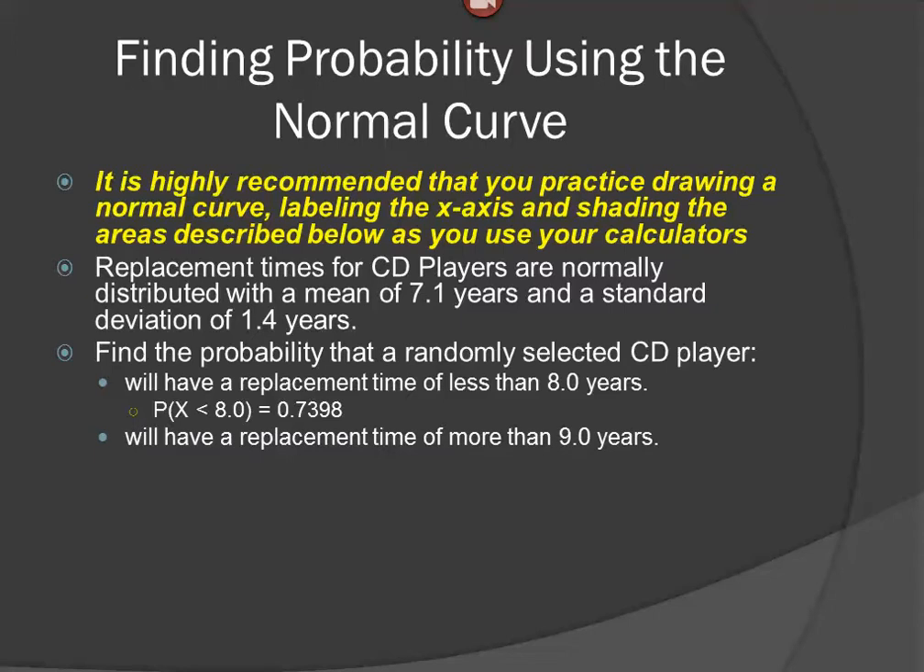All right, go ahead and find the probability that a randomly selected CD player will have a replacement time of more than 9 years. All right, so we would write that as probability that x is greater than 9. And here we can see that the probability is about 8.74%.